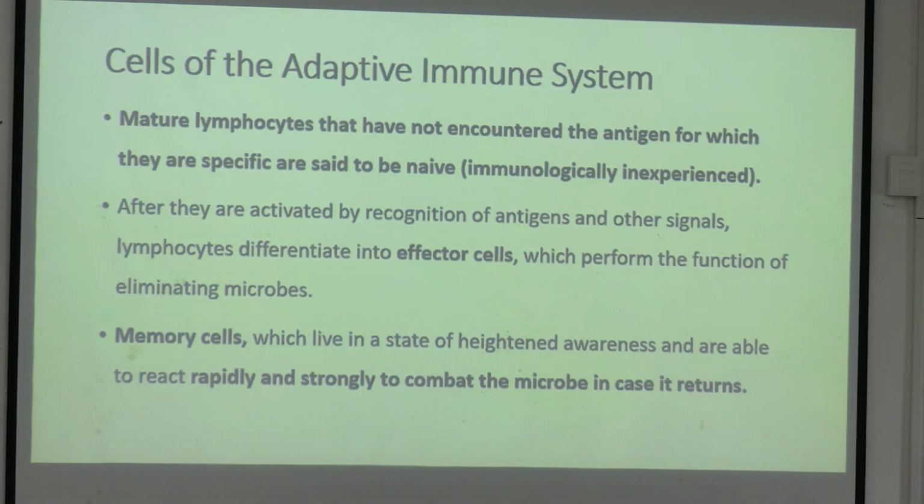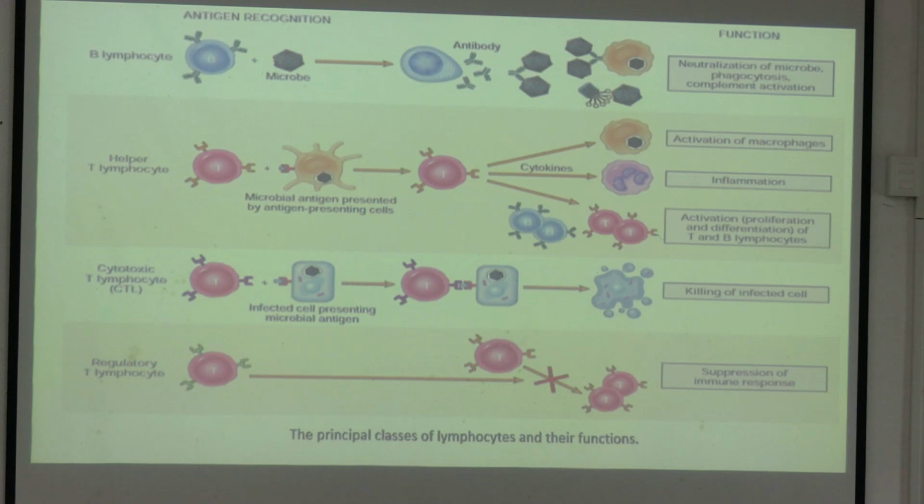Memory cells live in a state of heightened awareness and are able to react rapidly and strongly to combat the microbe in case it recurs. তো কিছু সেল মেমোরি সেল হিসেবে থাকে, যখন আবার অ্যান্টিজেনটা আসবে তখন ও যাতে তাড়াতাড়ি র্যাপিডলি রেসপন্স করতে পারে। দ্যাটস ওয়াই মেমোরি সেলস আর ফর্মড অ্যান্ড দে স্টোরড ইন আওয়ার বডি। সো অ্যান্টিজেন রেকগনিশন বি লিম্ফোসাইটস অ্যান্টিবডি ফর্ম করছে, and function: neutralization of microbe, phagocytosis, complement activation.